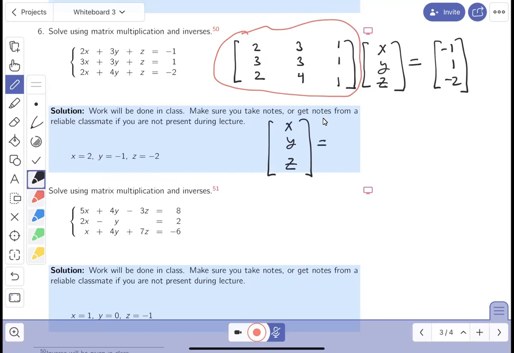And what do you get on the right side? More complicated. It'll take more effort to do it. What's it going to be? 2, 3, 1, 3, 3, 1, 2, 4, 1. And I'm going to write down an inverse symbol there. Now, I don't know the inverse yet, but remember what it said. I'll give it to you.